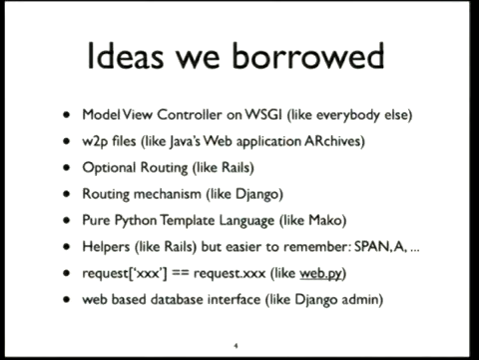They are nothing but tar-zipped folders that contain your applications, but we have ways to transfer them easily. We also liked optional routing, like Rails does. So the URL is automatically mapped into a function call, but we also liked the ability to customize it like Django does. So we have a routing mechanism, it's just optional.